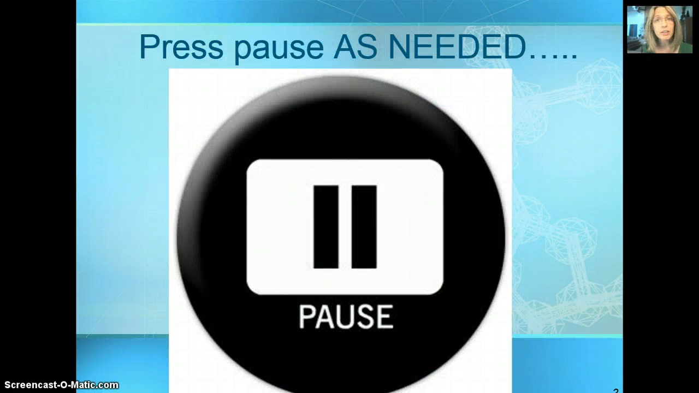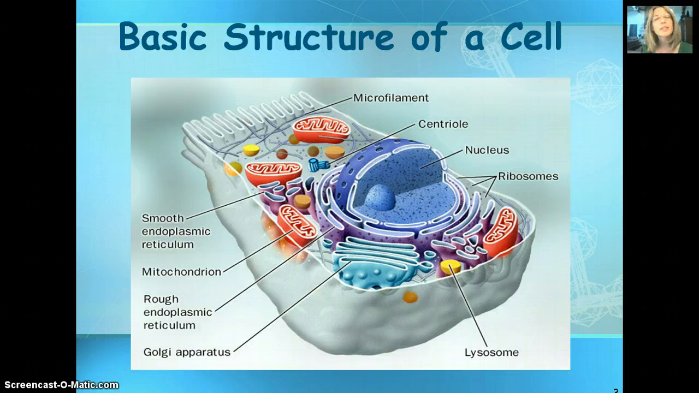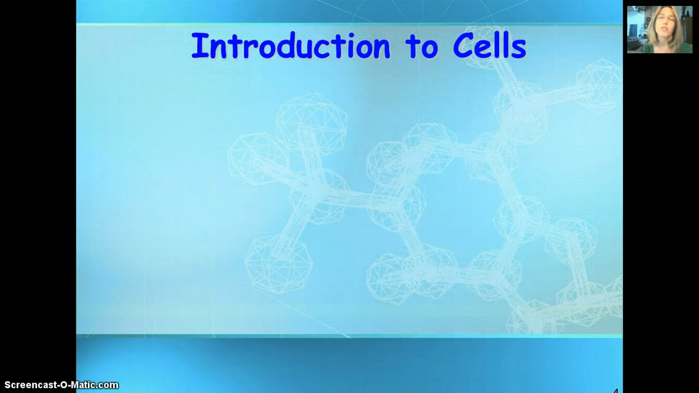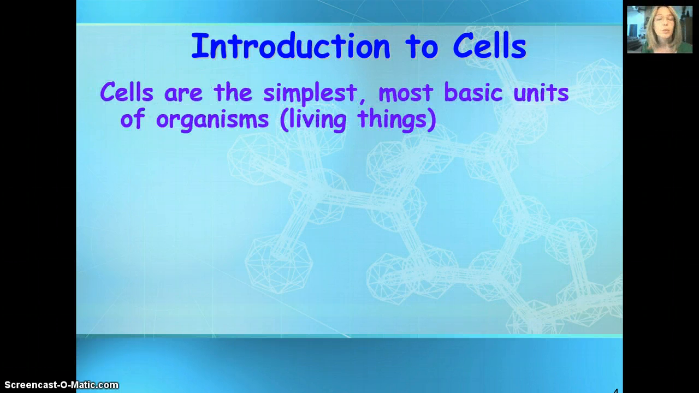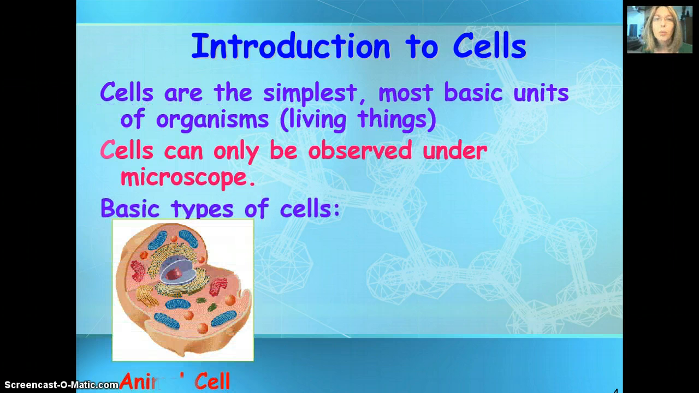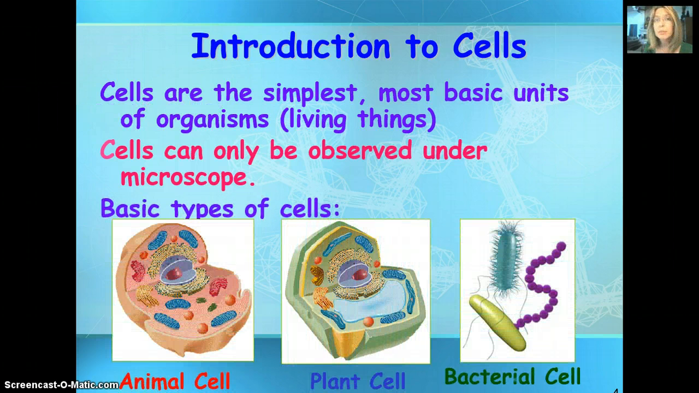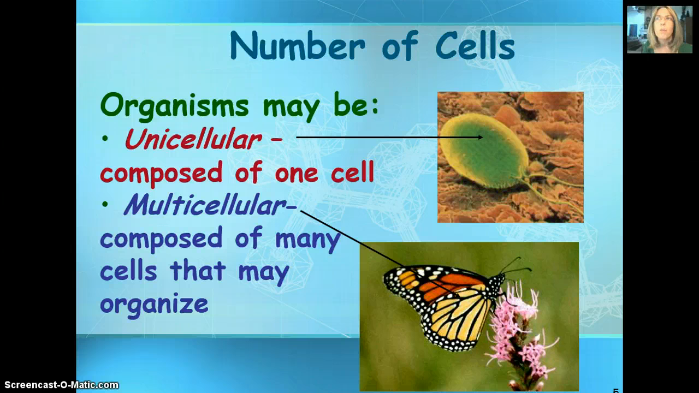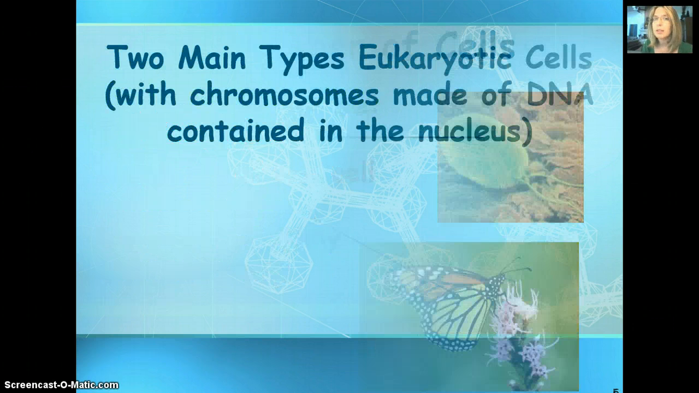Just follow along and press pause as you need to while I explain the structure or parts of a cell and what they do. Remember, cells are the simplest, most basic unit of organisms. They are so small you can only see them with a microscope, and there are several different types of cells. If you are made of just one cell, we say you are unicellular. Multicellular organisms are made of many cells.